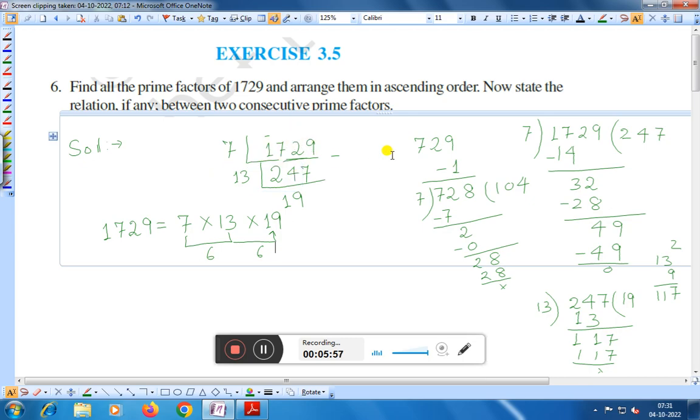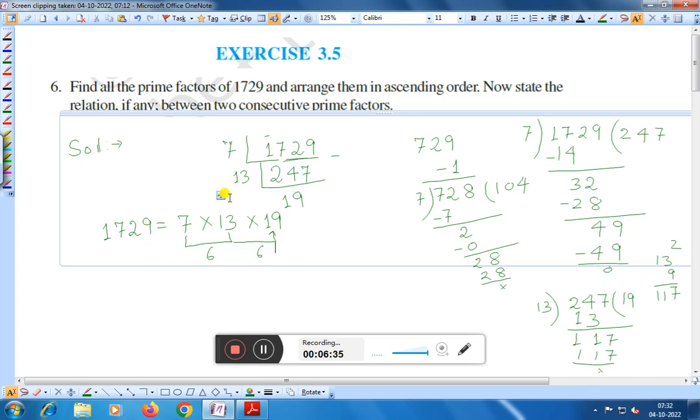The last 3 digits are 729 and the rest number is 1. We have subtracted, 729 minus 1 is 728. And 728 is divisible by 7, therefore 1729 will also be divisible by 7. When we divide it, we get 247. And 247 is divisible only by 13 or 19. That is, we get 13 into 19, and both are prime numbers. Therefore, we can write 1729 as 7 into 13 into 19, which is also in ascending order: 7, then 13, then 19.